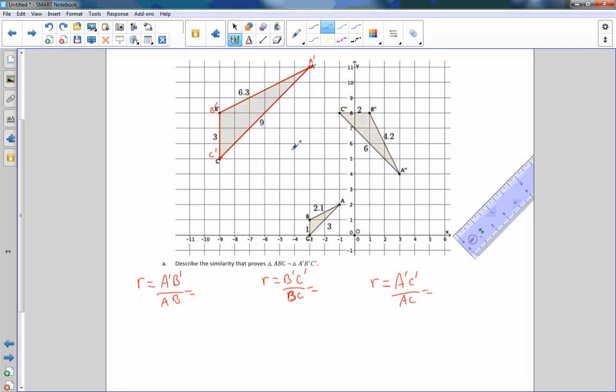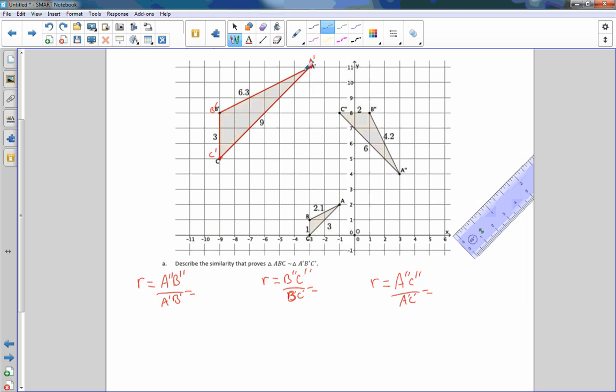Now I want to know what scale factor will get me from this red triangle over to the double prime. I'm scaling down, and scaling down means that r is less than 1, so my smaller number needs to be on top. So I need the double primes up here and the single primes down here. So this is double prime divided by prime.